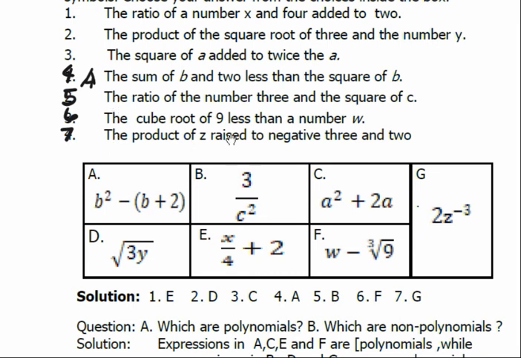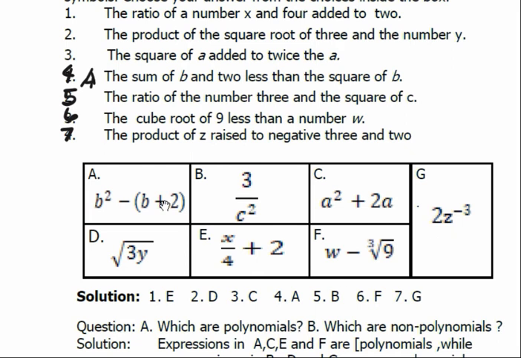Then for number 6, the cube root of 9 less than a number W. That means that we have to subtract cube root of 9 from W. So it's W minus the cube root of 9, and that's letter F. And for number 7, the product of Z raised to negative 3 and 2. So that is, for number 7, that's letter G.